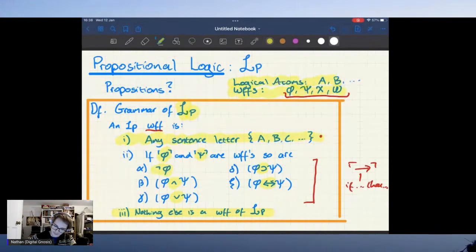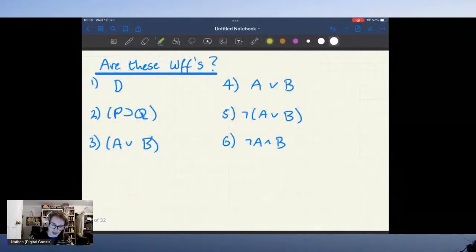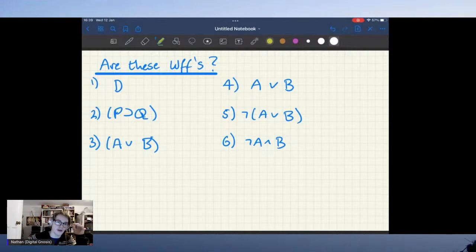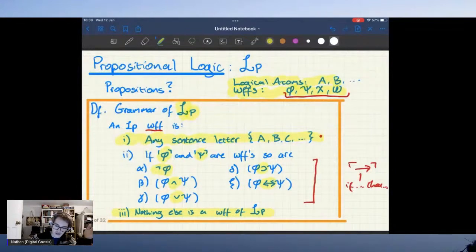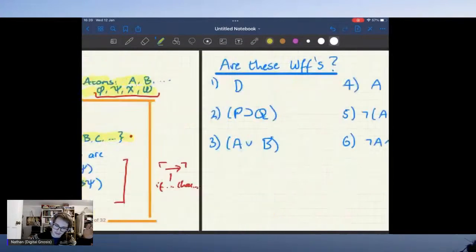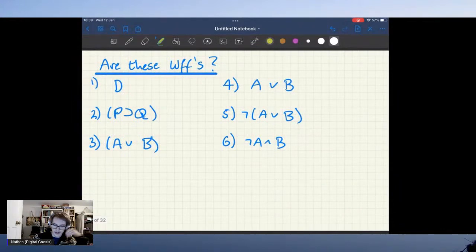Okay, so let's think about this then. Are these well-formed formulas? So our first one, just D, and feel free when there are these questions, if you want to pause the video and just think about it yourself, that might help the information to go in, and then you can resume playing and figure out if you got the answer right or not and test yourself that way. So just D on its own. Well, yes, D is just a sentence letter. So by clause 1, that is correct. It is a well-formed formula. 2, this one, P, then Q.